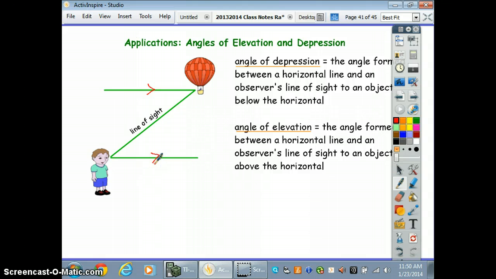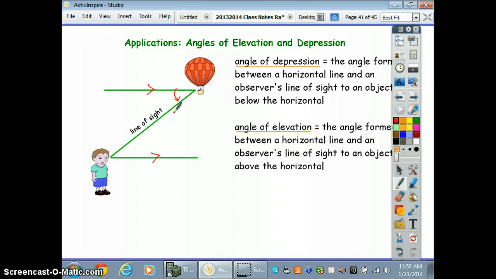What we're going to do is talk about an angle of depression, the angle formed between the horizontal line and an observer's line of sight to an object below the horizontal. So the guy in the balloon is looking down at the boy. So that's an angle of depression, looking down, okay? Like the Great Depression, things went down, okay?